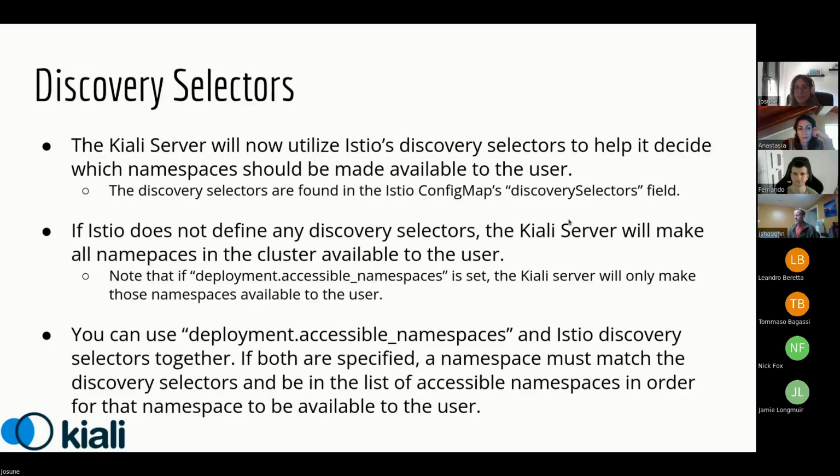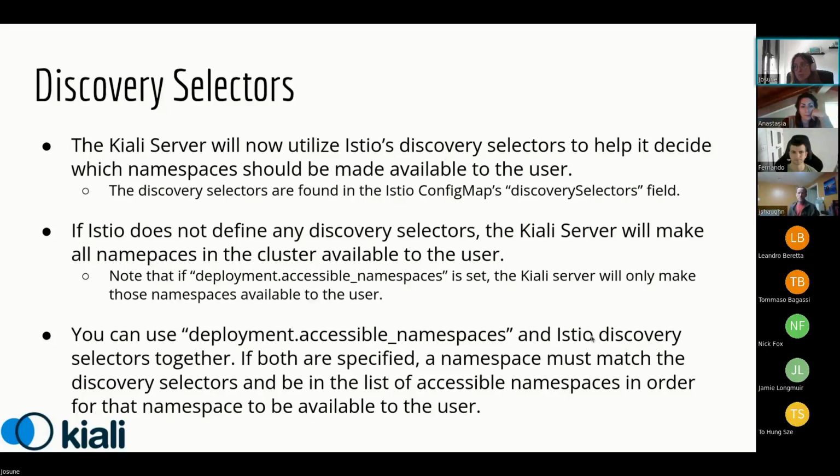Thanks, Jay. So, this is a feature that introduces support for the Istio discovery selectors feature, and this limits the set of namespaces that Istio processes. And this means that only the selected namespaces are going to be part of the mesh, so it reduces that list. So in this case, Kiali will inspect the Istio config map, looking for the field discovery selectors, and if this is set, it will use this list to choose the namespaces that will be available to the user. That doesn't really have to be a list because it can use regular expressions or selectors for this.